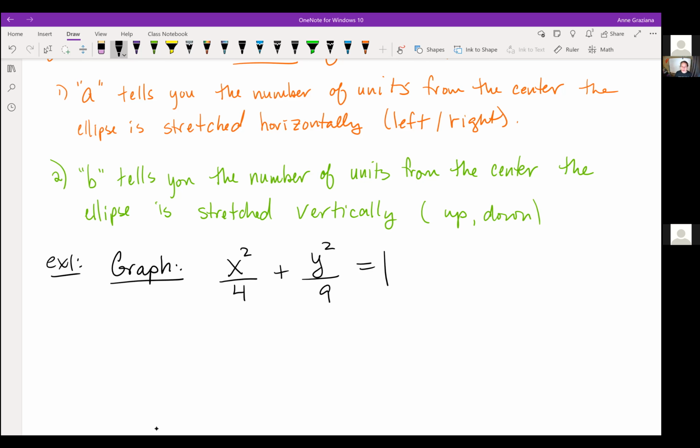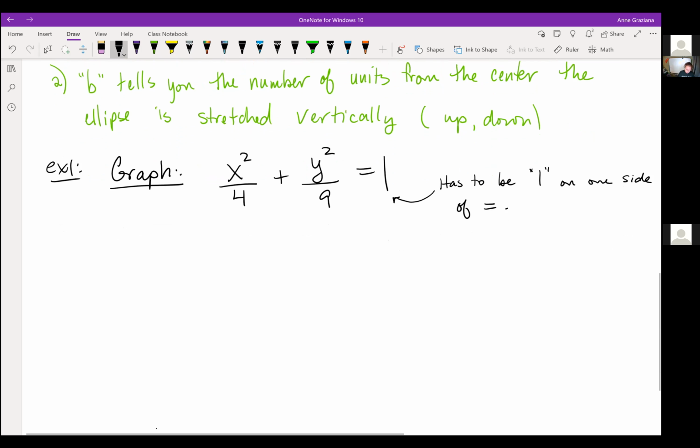Now, how do you know it's in the right format? The first thing you should notice is that there has to be a 1 on the right side. Has to be 1 on one side of the equal sign. Okay? You have to have it equal to 1. If it's not equal to 1, it's not in the correct format. Okay? So I just wanted to point that out.